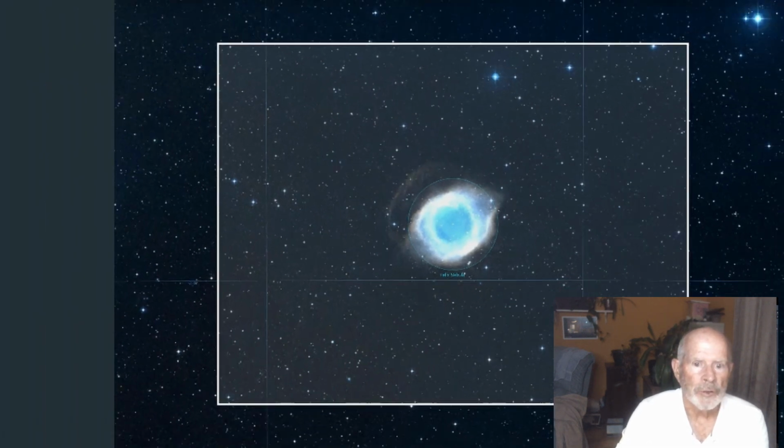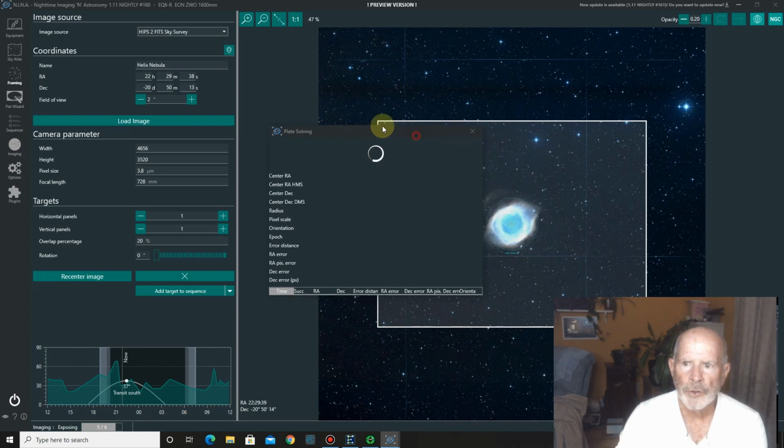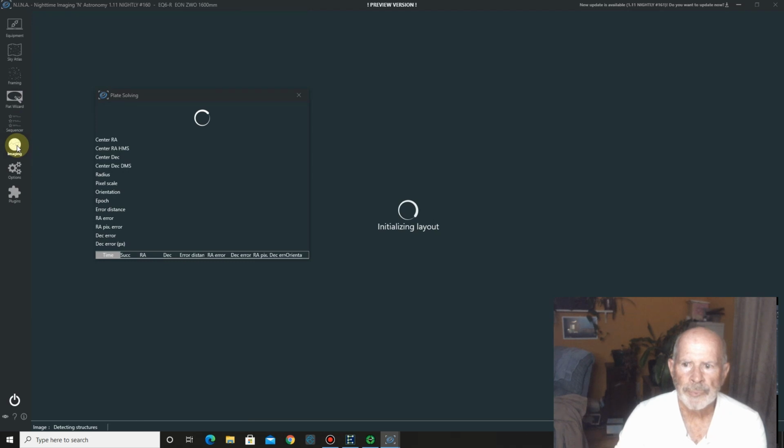So let's go into SLU and center. N.I.N.A is going to plate solve and zero in on the nebula itself, the target in question. Taking a 6-second exposure. And let's go over into here, imaging.